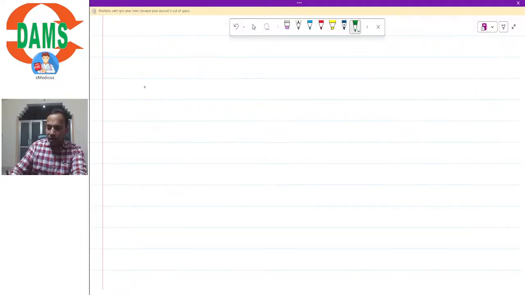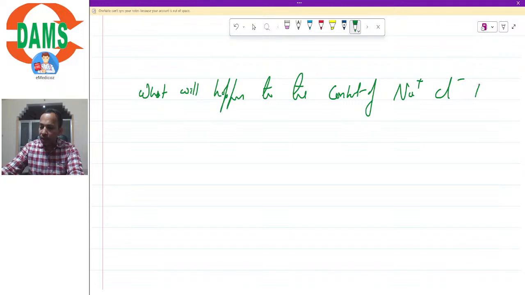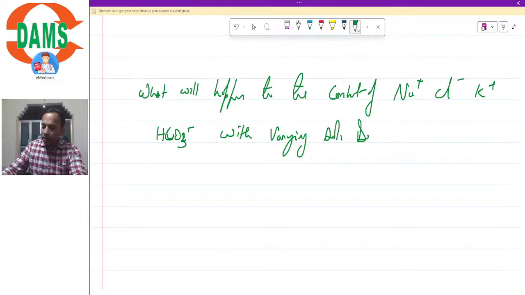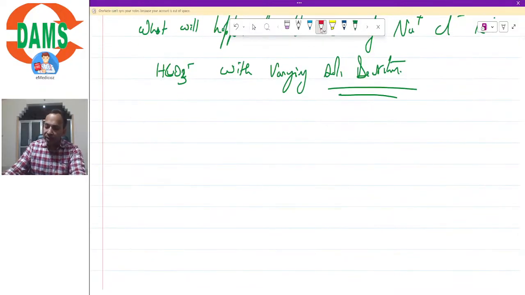अब लास्ट में, what will happen to the content or to the concentration of sodium chloride, potassium and bicarbonate with varying salivary secretion? तो अगर salivary secretion वेरी करता है तो इनकी concentration पे क्या इफेक्ट पड़ेगा, राइट? तो पहला एग्जांपल ले लेते हैं.